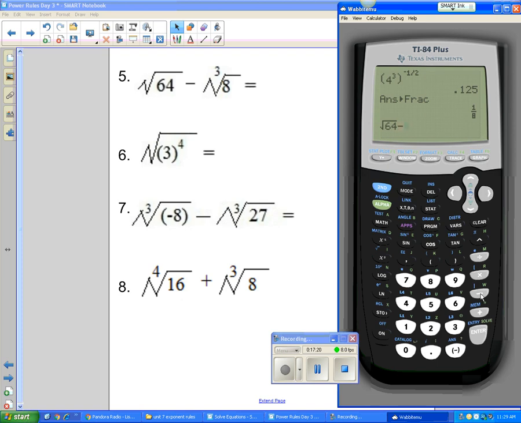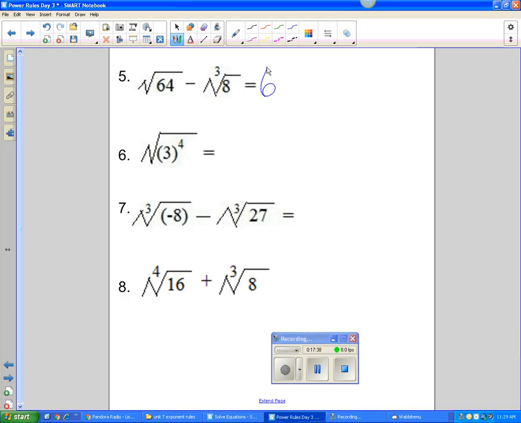Minus a subtraction. Now this one has a 3 on the outside. How do I get that to come up? Math. And down to number 4. And what am I typing in that box? 8. And press enter. What do you get? 6. Okay.